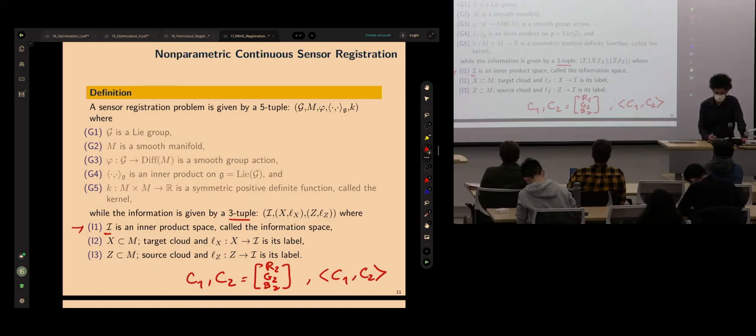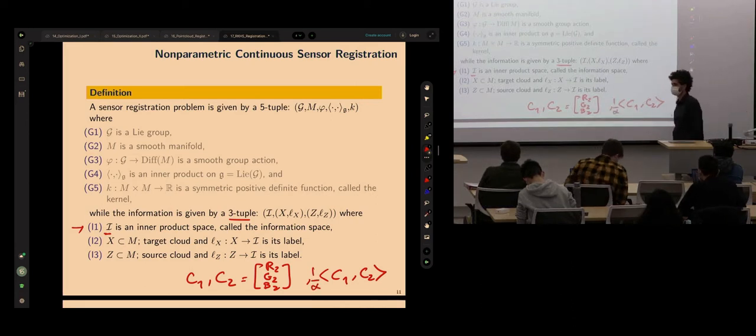You can potentially scale the dot product, right? It doesn't have to be just the plain dot product. It's up to definition.